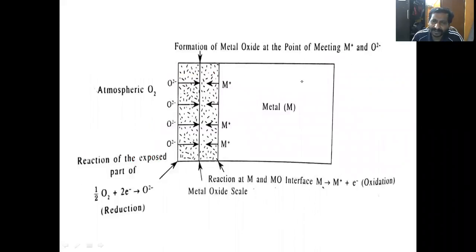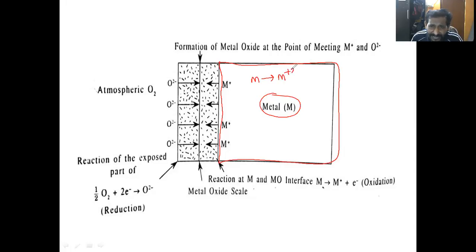So here I am taking one metal. This is the metal. I draw it with a different colored metal surface. This is the metal that will be there. I already told you that the metal will liberate metal ions, M plus, and liberate electrons.